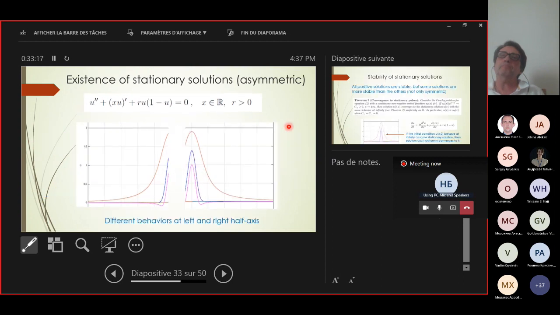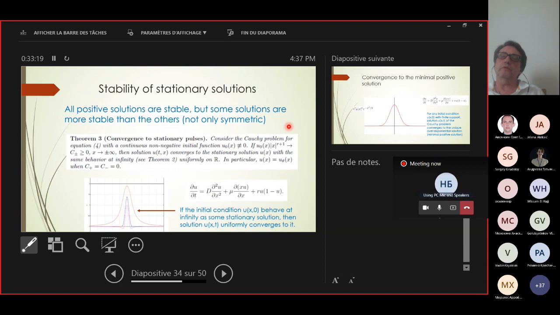Now, let us continue with stability of solutions. Again, there are some theorems, some results. I will explain it in a very simple way. It's shown, again, using this figure. So this is our equation, and we study stability of these solutions as stationary solutions of this equation. And in fact, the result is very easy to explain.